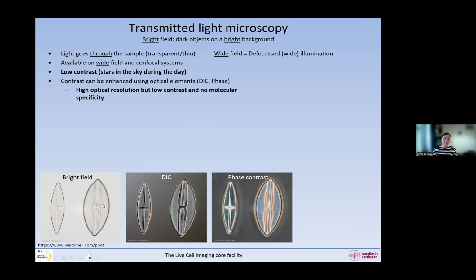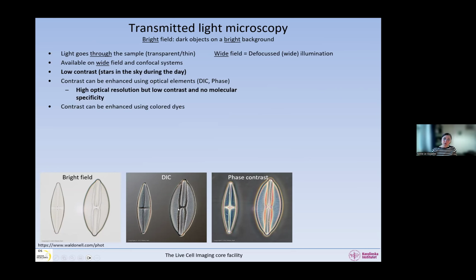So you see these lines, they are very close to each other, but we can see them. We have a very high optical resolution, but a low contrast and no molecular specificity. So we are not labeling in any way, so we cannot label one particular molecule.